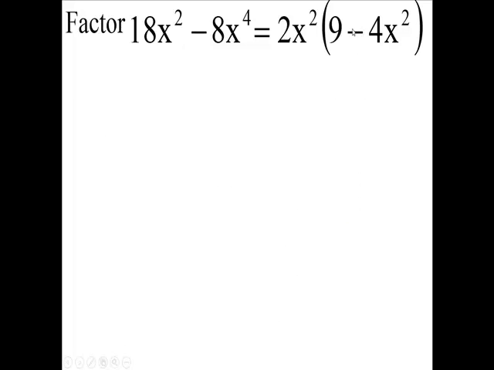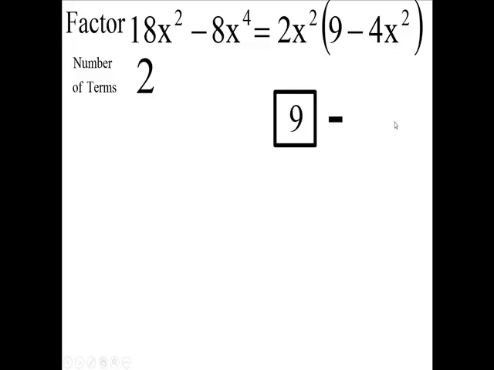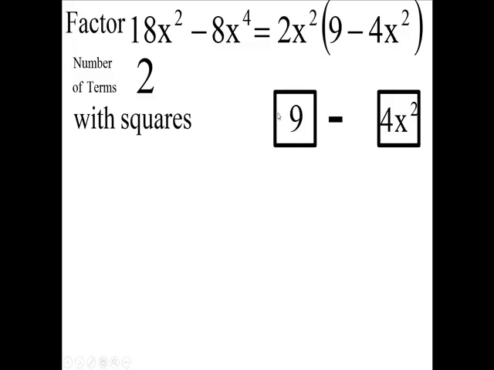Now look at your 9 minus 4x squared. You have two terms here. You have a 9. That's a square, isn't it? Is 4x squared a square? And do you have a subtraction sign between them? Aha, I have the difference of two square numbers, don't I? Well, how do I write that? With squares, you have 3 and 3, and 2x and 2x. How do you write the difference of two squares?